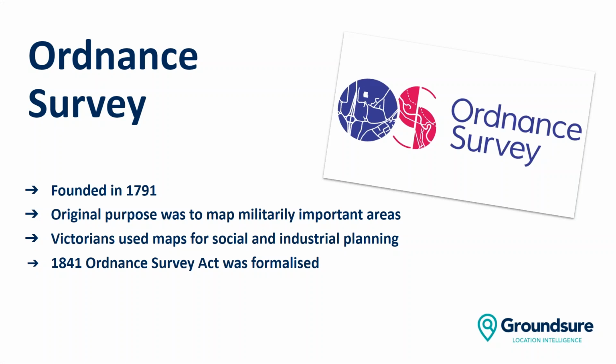So obviously, first point here is just to examine what Ordnance Survey are. It was founded in 1791. Main driving purpose was to map militarily important areas following the Jacobite Rebellion in the Scottish Highlands in 1745 and the Napoleonic Wars, spanning 1803 to 1815. The Victorians saw the benefits of these maps for social and industrial planning, and in 1841, the OS Survey Act formalised the OS into law and granted the right to enter any land for purposes of surveying.